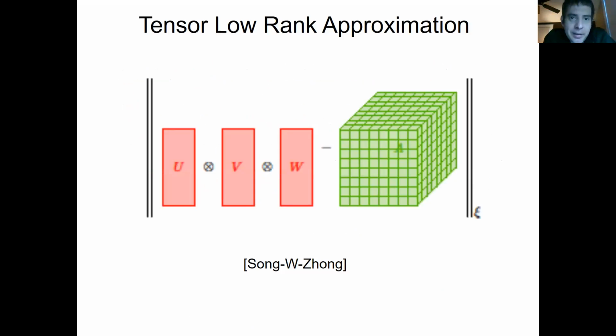And let me just say that sketching has been used for tensor low rank approximation. Here, there are lots of issues. The best rank k approximation to a tensor is not even well defined because of what are called border rank issues. Also, it's NP hard to compute the rank of a tensor. But there are various approximation algorithms and ways of coping with those issues.